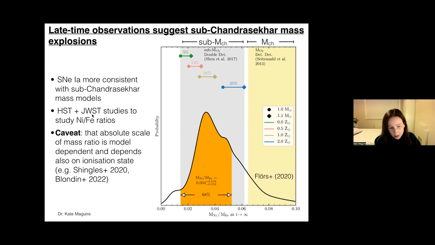And this also depends on the ionization state. You can make some kind of estimates of what you think the temperature and density of the ejecta are at these times, but it actually looks like there's a lot of variability in that. So I think it is hard to make these measurements.